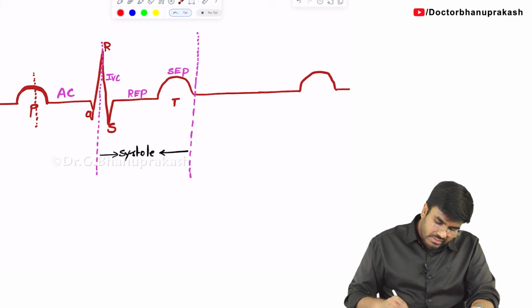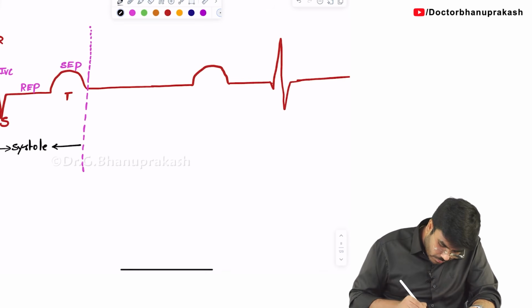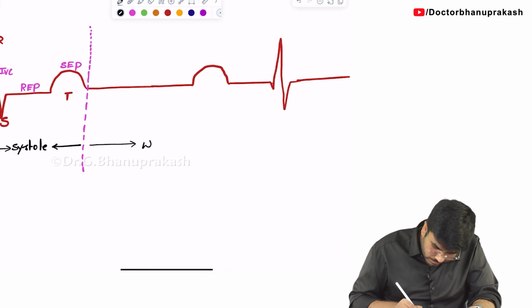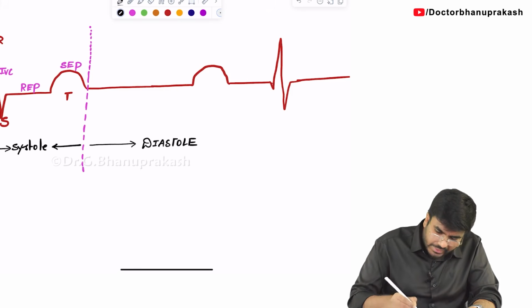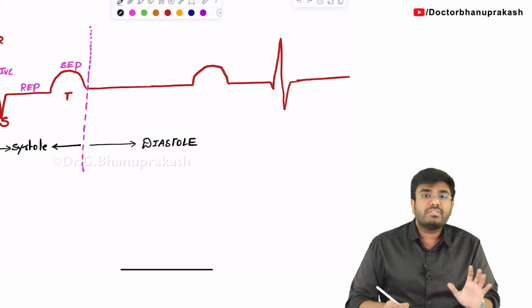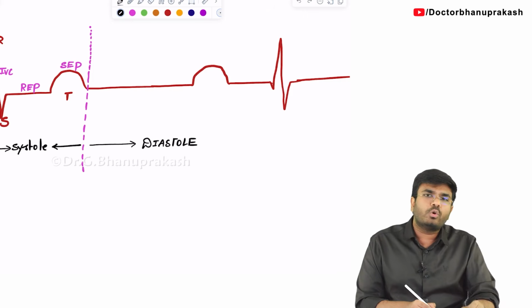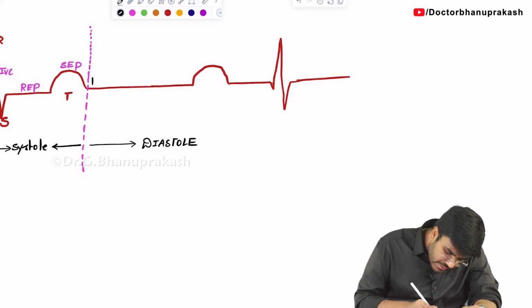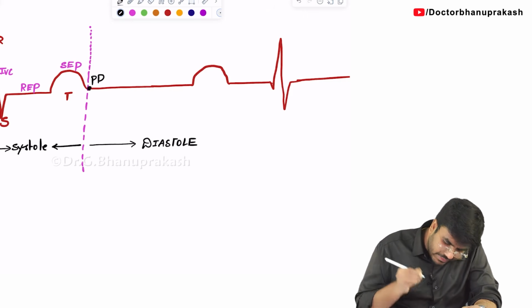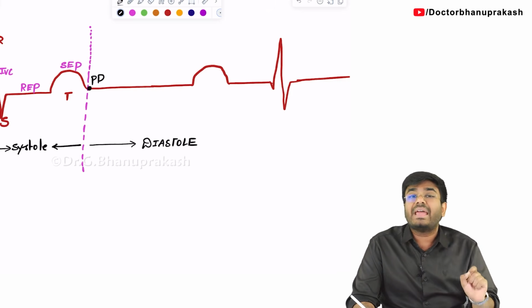Now tell me, after systole, who is going to begin? Diastole is going to begin. Okay, diastole. Tell me, in diastole, how many phases are there? There are 5 subphases. One is called protodiastole, which is a very small phase. Most of the books don't even mention it. I have told you. So the first phase is protodiastole. Let's say this is the place where diastole is going to begin, which means at the end of the T wave, diastole begins with protodiastole.